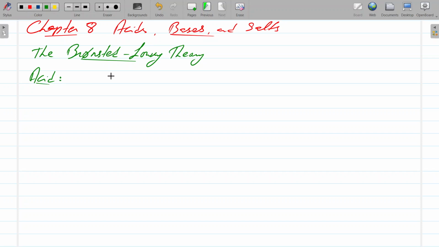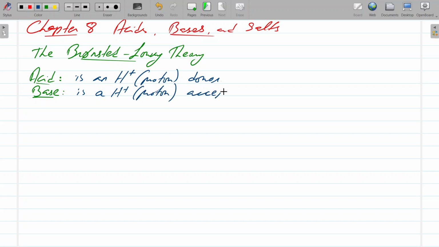So an acid is an H plus or proton. We know the H plus is a proton from our earlier chapters. An acid is a proton donor, and a base is a proton acceptor.